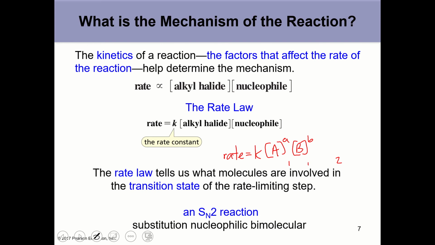For an SN2 reaction, the rate law is going to be that we are first order with respect to the alkyl halide and first order with respect to the nucleophile. So both the alkyl halide and the nucleophile affect the rate of reaction. And they are both involved in the rate limiting step of the reaction.